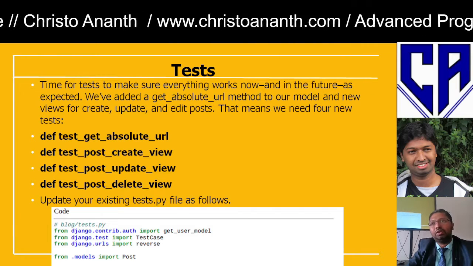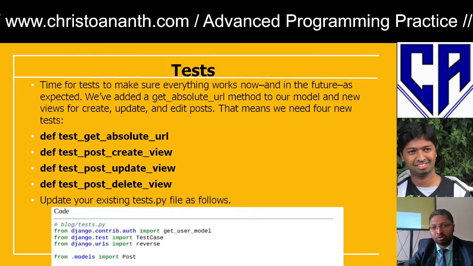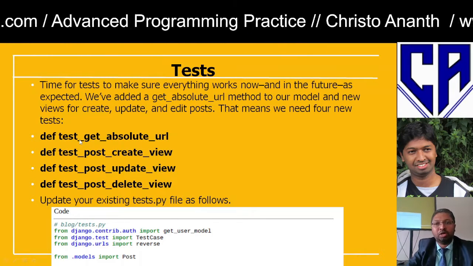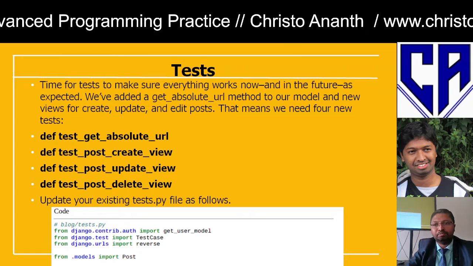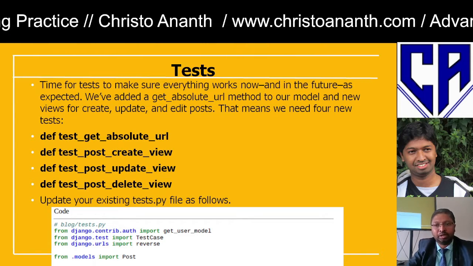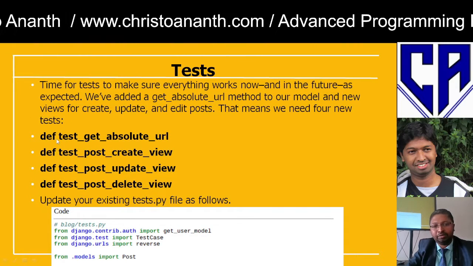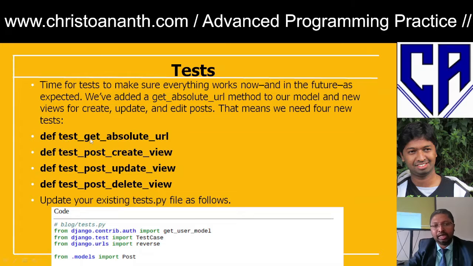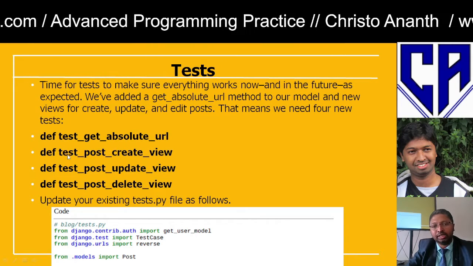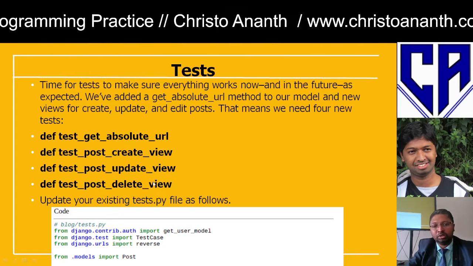So in order to validate the results that you have got, you already use the get_absolute_url method, and new views also for creating, updating, and deleting the post. So for the tests we will have def test_get_absolute_url, and def test_post_create_view, test_post_update_view, test_post_delete_view.